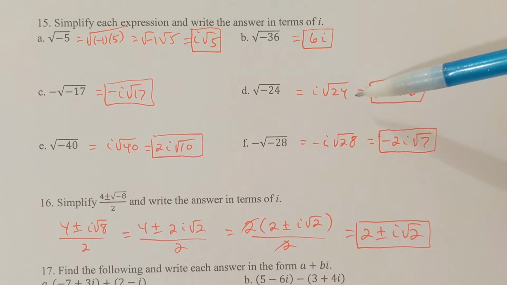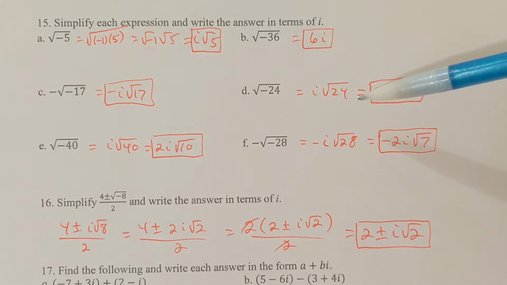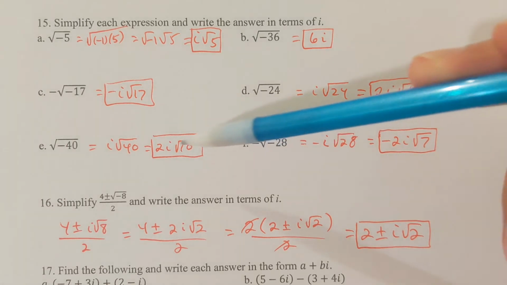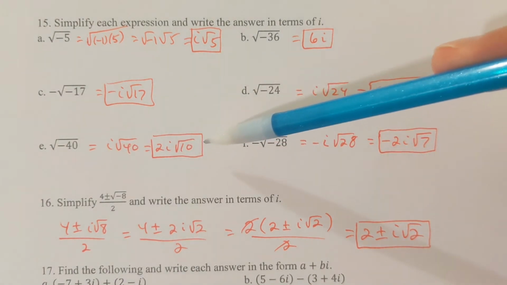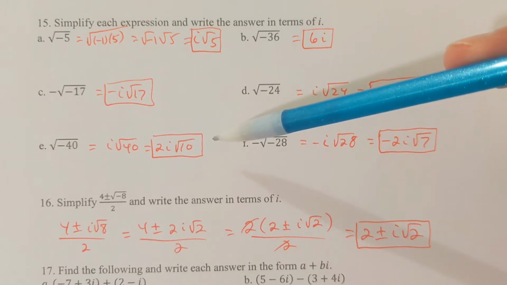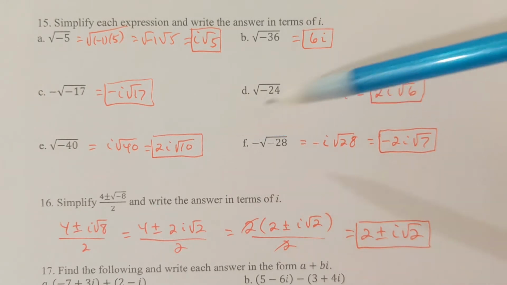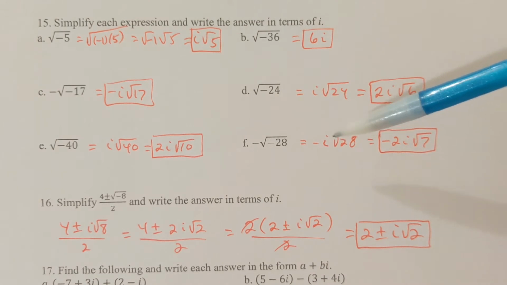Root 24 breaks down though as 4 root 6. Root 4 is 2, so 2i root 6 is my answer. Square root of -40. That's the same as i root 40. Root 40 though is the same as 2 root 10. So 2i root 10 is the answer.